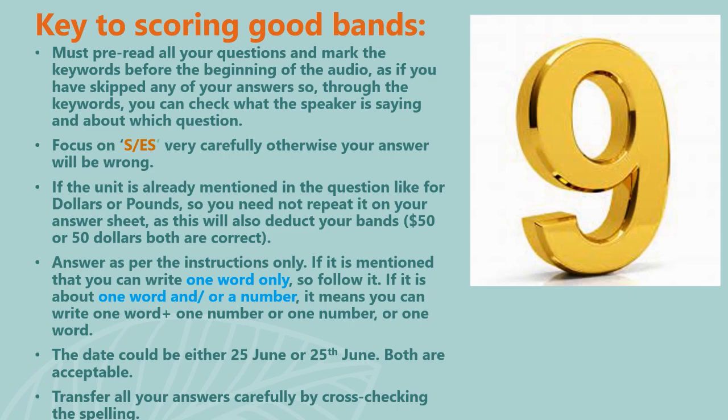If it is mentioned that you can write one word only, follow it. If it's about one word and/or a number, it means you can write one word plus one number or one word. The date could be either 25 June or 25th June. Both are acceptable. Transfer all your answers carefully by cross-checking the spellings.